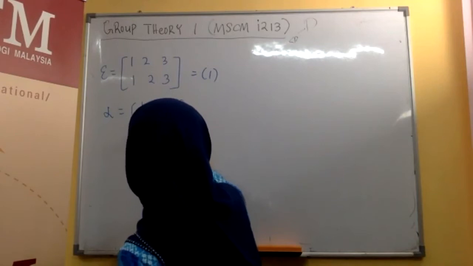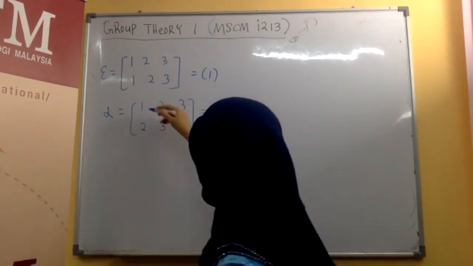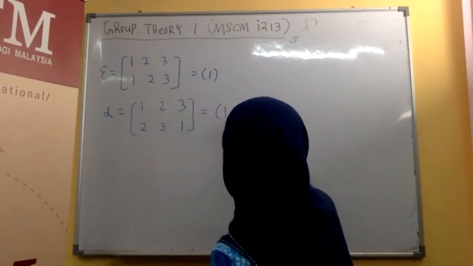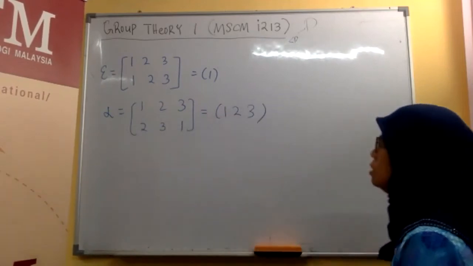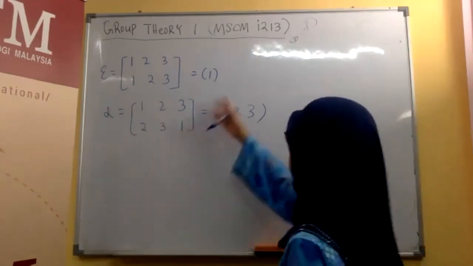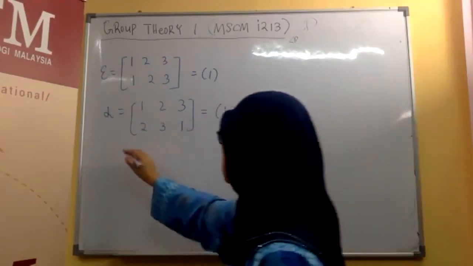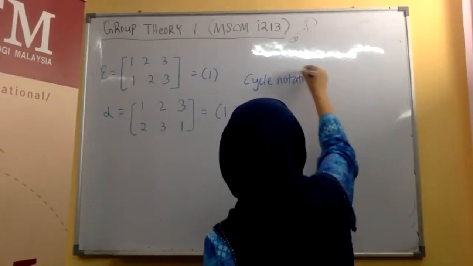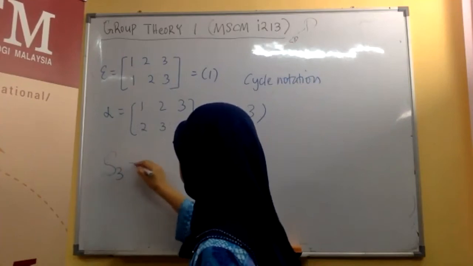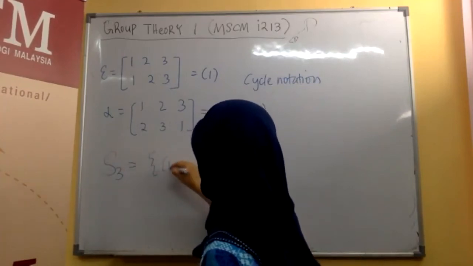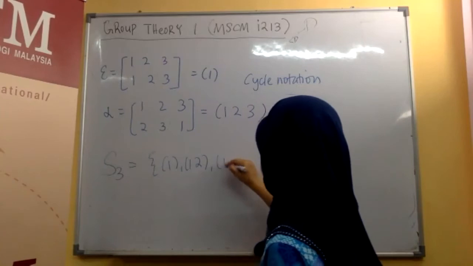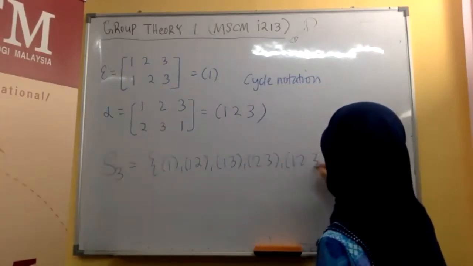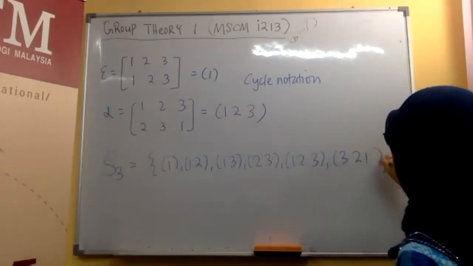1 goes to 2, 2 goes to 3, 3 goes to 1. This is 1 goes to 2, 2 goes to 3, 3 goes to 1. So this is called matrix notation. This is called cycle notation. So we put S3 equal to 1, (1 2), (1 3), (2 3), (1 2 3), (1 3 2).